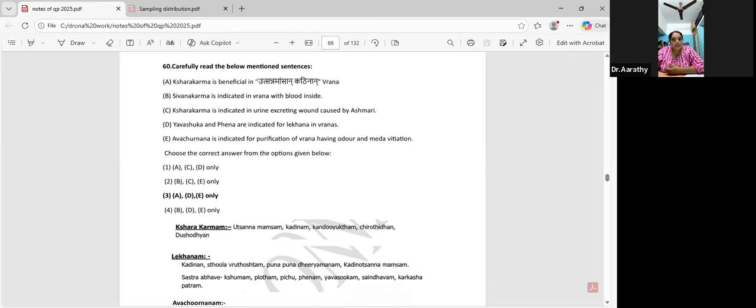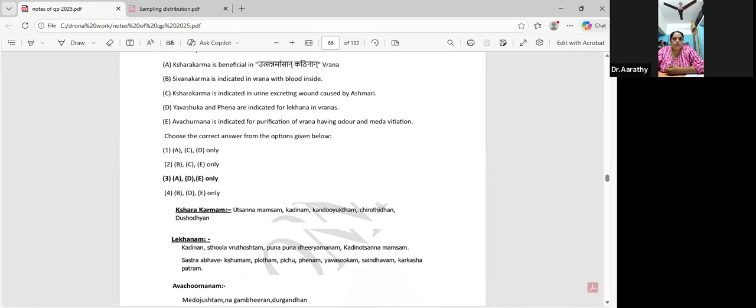Kshara karma is indicated in urine excreting wound caused by Ashmari. That is also a little bit doubtful. With a urine excreting wound, you have some sort of excretion continuously coming from there. Kshara karma is not so effective there. Instead of that, what karma can be done over there? That is what you have to think about. Actually, both these conditions, Vrana with blood and urine excreting wound caused by Ashmari, are indications for Agni karma. So Sivana karma you can omit, because with blood inside or with Shalya inside, you never do Sivana karma.